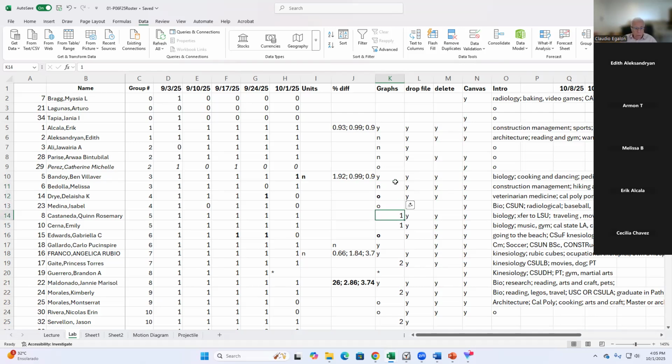Let's see. Next one here is gonna be Isabel. Isabel is here. No. Queen Castaneda, are you there? Queen left, huh? Yeah, Queen left. Next one is Emily. Emily left as well. Okay. One more. Gabriela is not here.